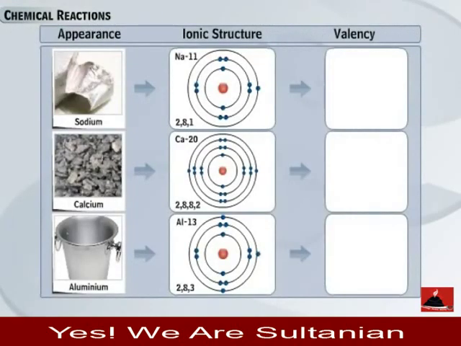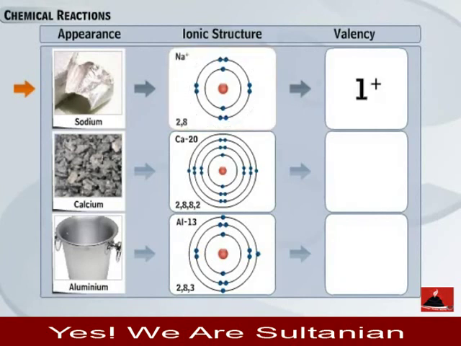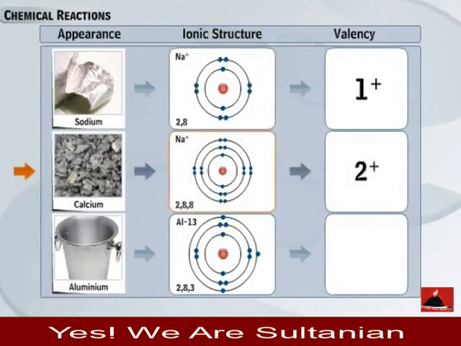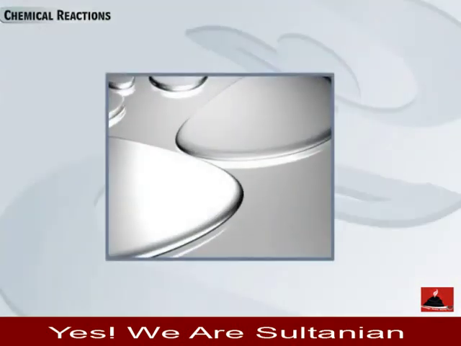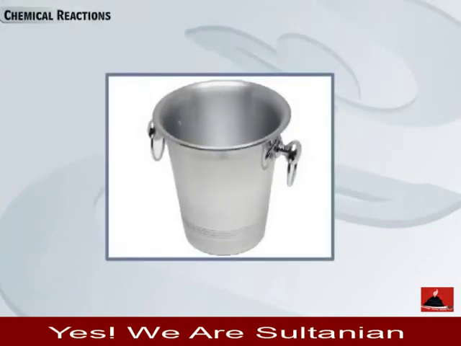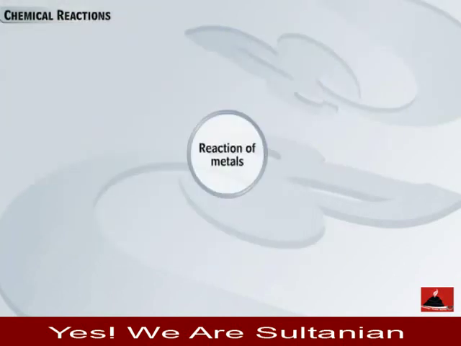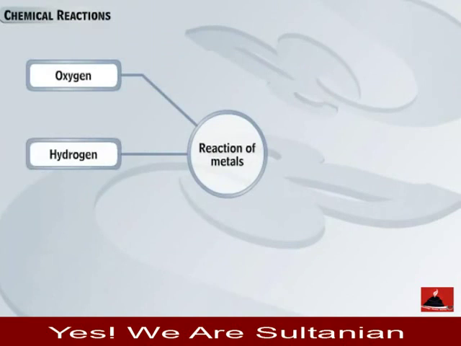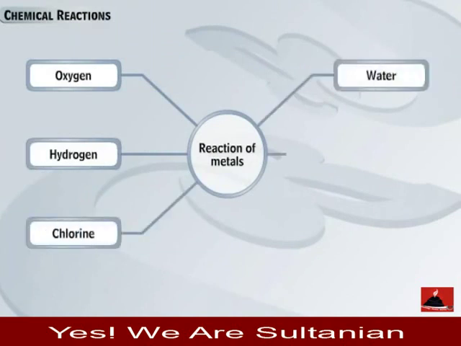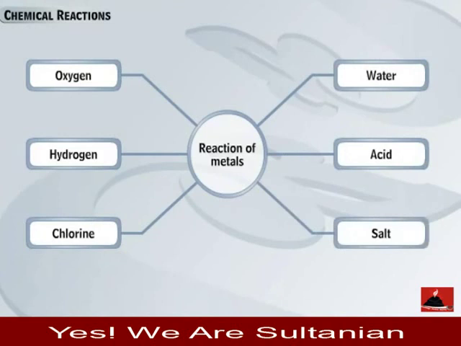Metals have a valency range from 1 to 3. What does this mean? This means that metals can lose 1, 2, or 3 electrons from their valence shells. Almost all metals are solids at room temperature and can easily react with gases and liquids. Gases such as oxygen, hydrogen, and chlorine, and liquids like water, acid, and salt solutions react without difficulty with most metals.